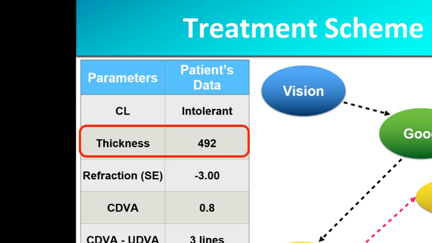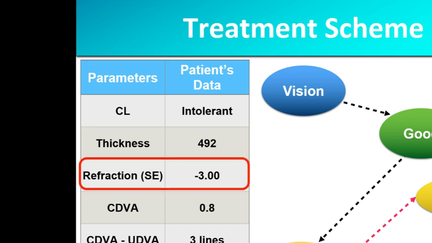Now, thickness is 492, so all options are okay for him. Since the refraction is minus 3, I'm not going to think about phakic IOLs. I'll remove it.